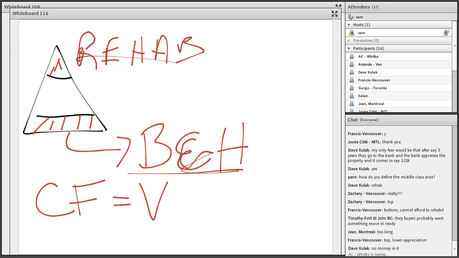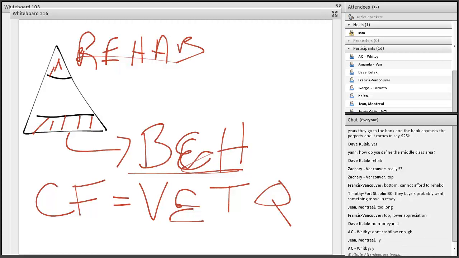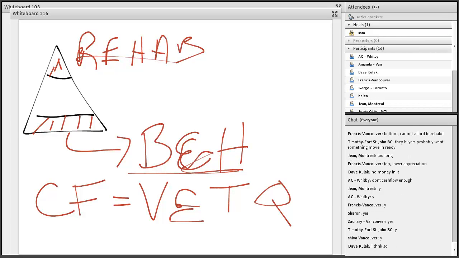Dave, when you say no money in it, what do you mean? Believe it or not, these properties will cash flow. Easy. Problem is what? Vacancy and tenant quality or rollover, you can call it. Tenant quality. Everybody see that? The bottom will actually cash flow pretty easy. The problem is your vacancy will be higher and your quality of tenant will not be as good. Does everybody understand that? Does that make sense to everybody?